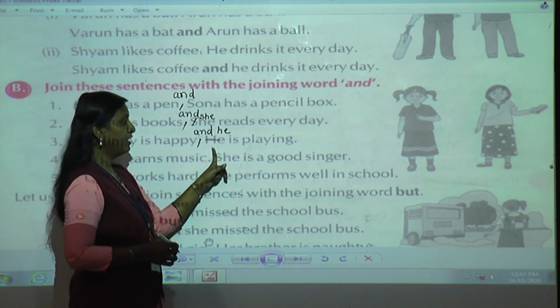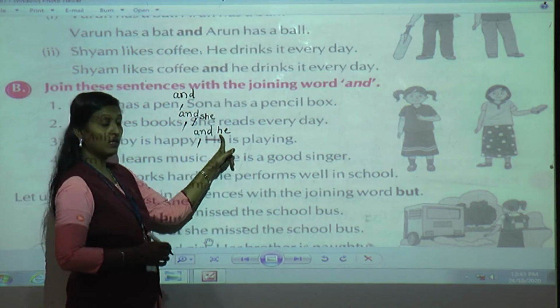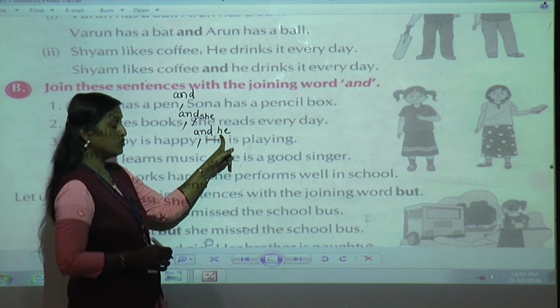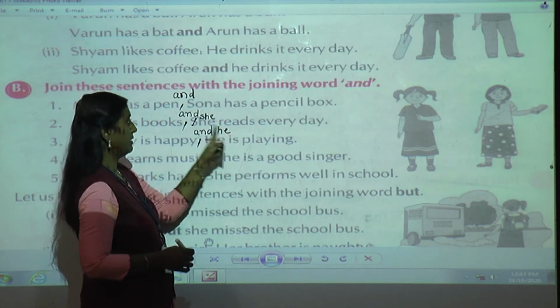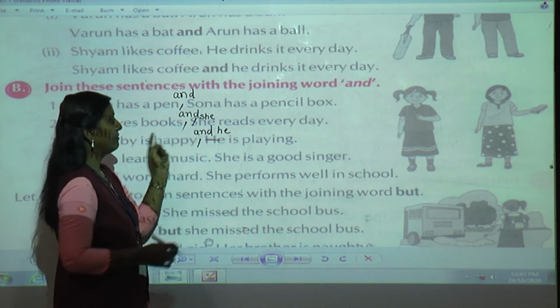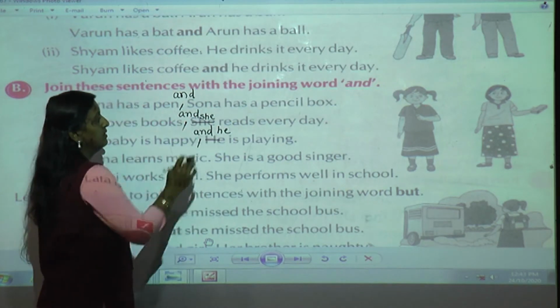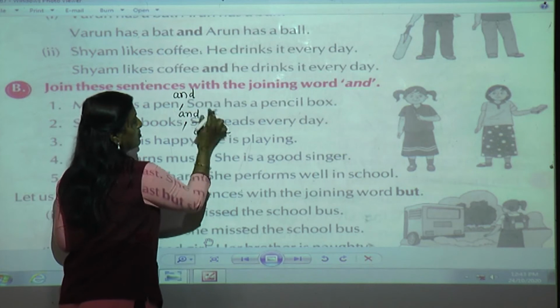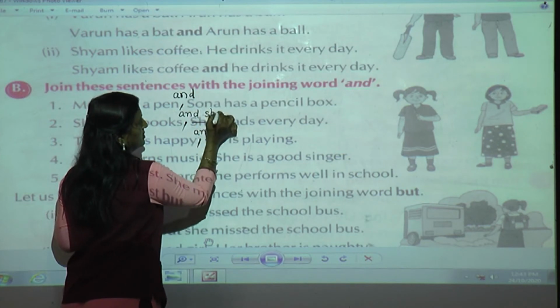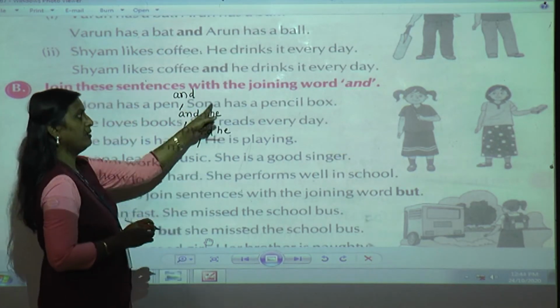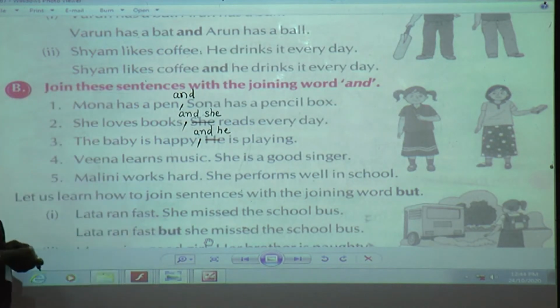I will cut. He also I will cut. Why? Because here H should be kept small, sorry. He is playing. Here also what I have done, I have cut. She, I will cut because S I want small. I will write here. Okay, he I have not cut because it is the name of a girl.